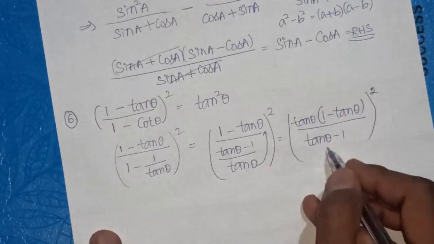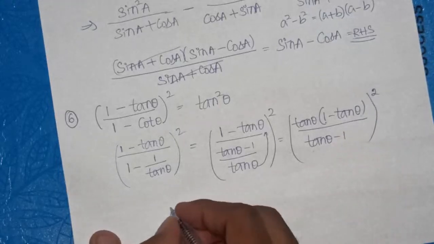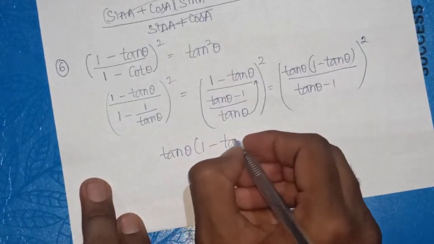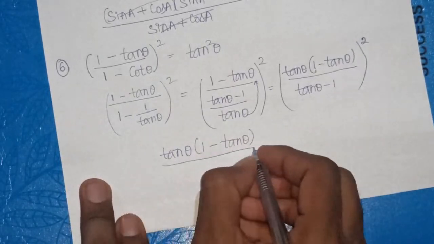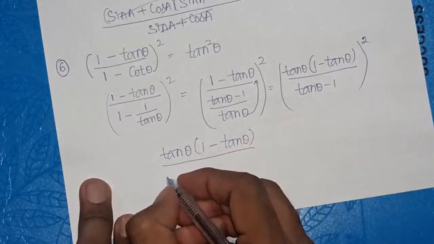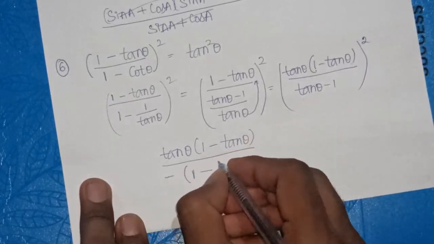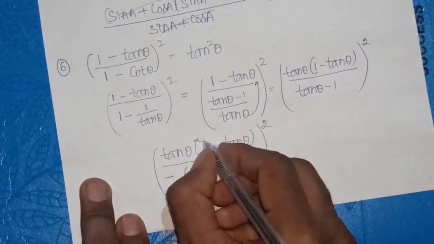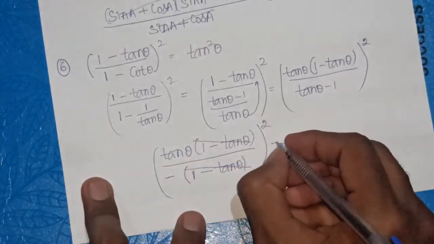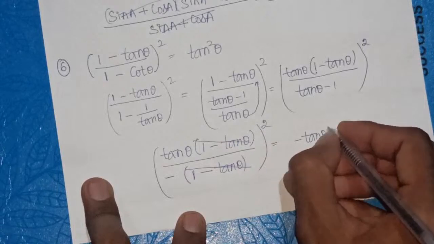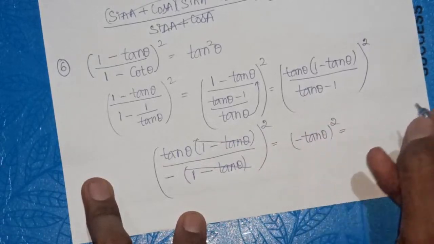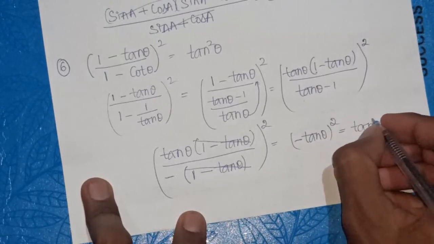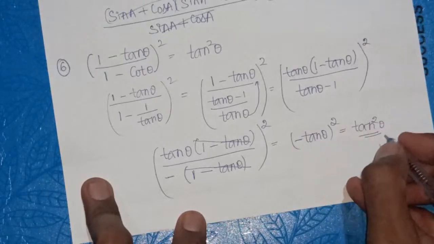So let's convert denominator in the form of numerator, that is tan theta into 1 minus tan theta divided by, now in the denominator let us take minus as common, then 1 minus tan theta whole square. 1 minus tan theta, 1 minus tan theta can be cancelled out. We are left with minus tan theta whole square. Whenever we take a negative number whole square, it will become positive itself. Therefore, tan square theta will be coming out, which is our RHS.